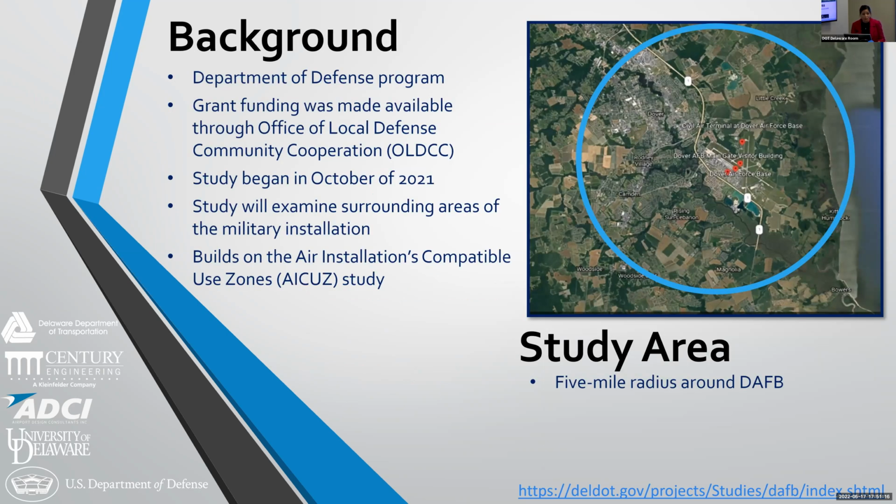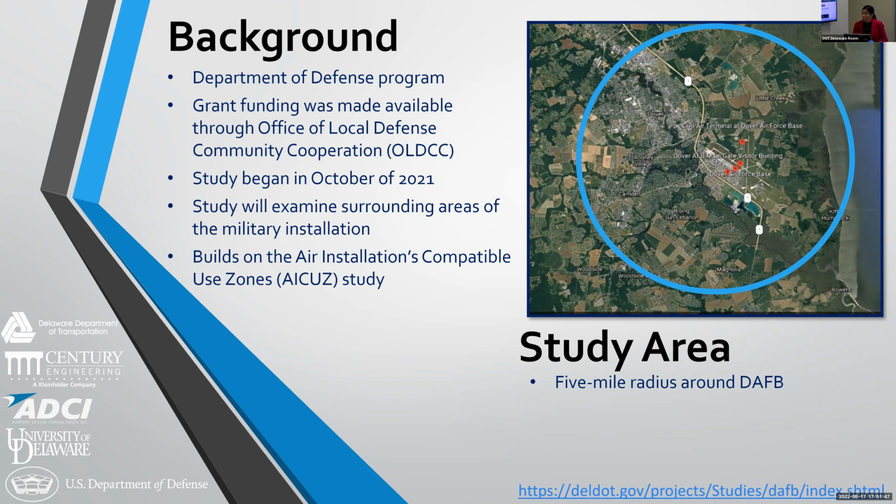A little background about our study. This is a program through the Department of Defense, who awarded DelDOT grant funding through the Office of Local Defense Community Cooperation. The study began last October, and it will examine the surrounding areas around the Dover Air Force Base. So we want to look at the existing land uses around the Dover Air Force Base, as well as future land uses and how they coordinate with each other.